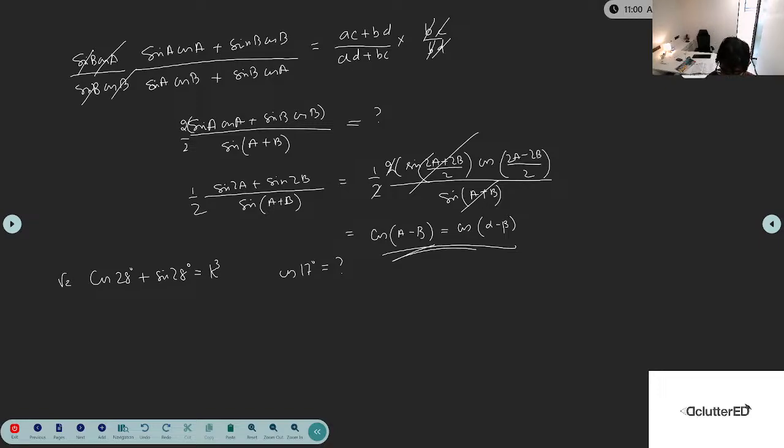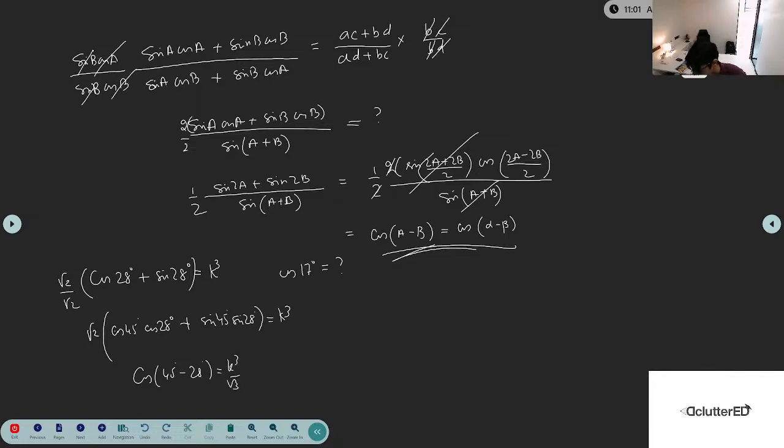What we have to do is multiply and divide with root 2, that is, a cos theta plus b sin theta, root of a square plus b square. So I'll be left with root 2 into cos 45 degrees, cos 28 degrees plus sine 45 degrees, sine 28 degrees is k cube. And this is cos a cos b plus sine a sine b, which is cos of 45 degrees minus 28 degrees is k cube by root 2, and 45 minus 28 is cos 17 degrees.